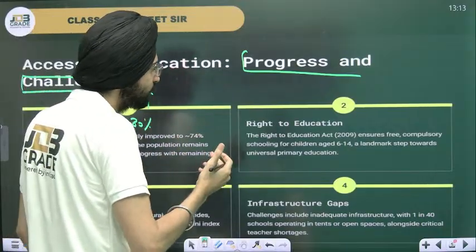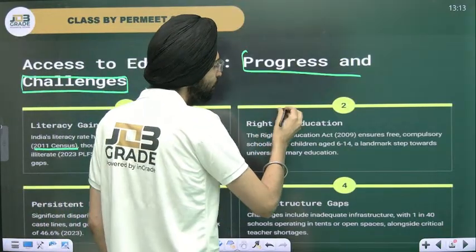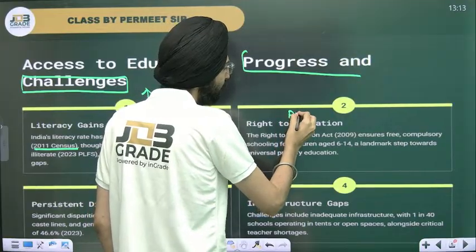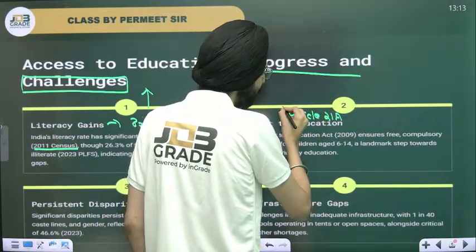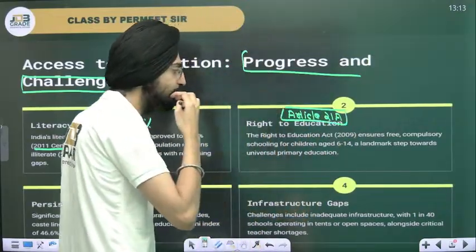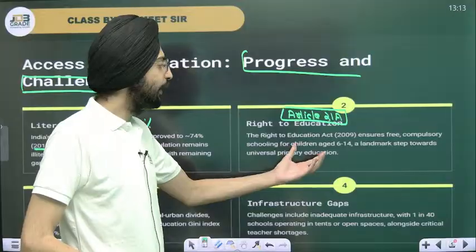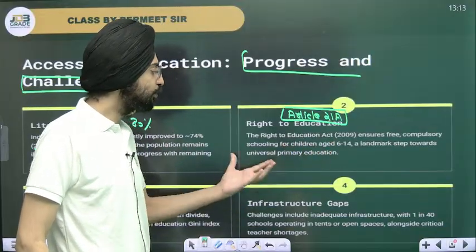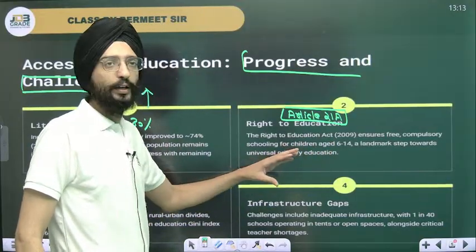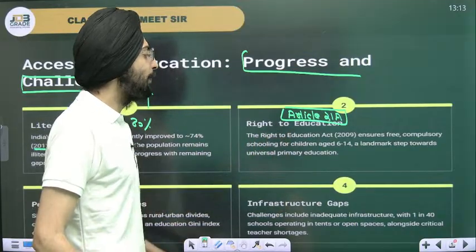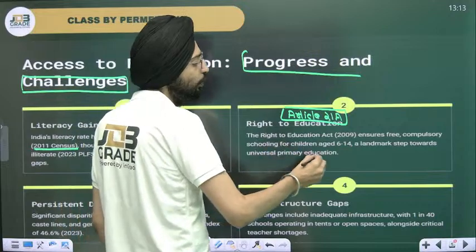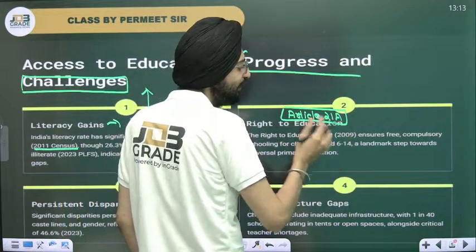Another is the right to education. Sir, the right to education is under Article 21A, which made it a fundamental right to access schooling for children aged 6 to 14, a landmark step towards universal primary education. That's a good step. It's made a fundamental right, so you can't breach it. But the problem is there are still a lot of dropouts in this age group.